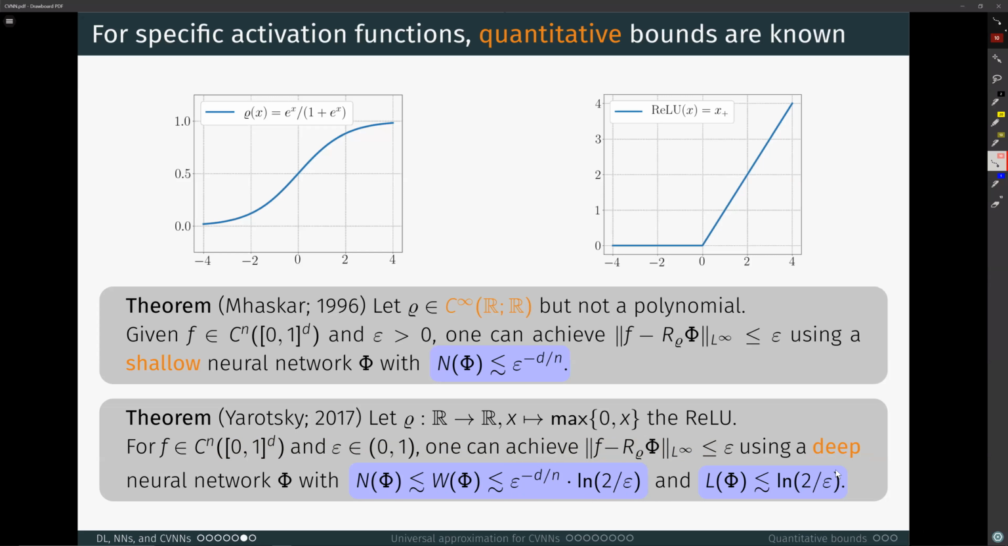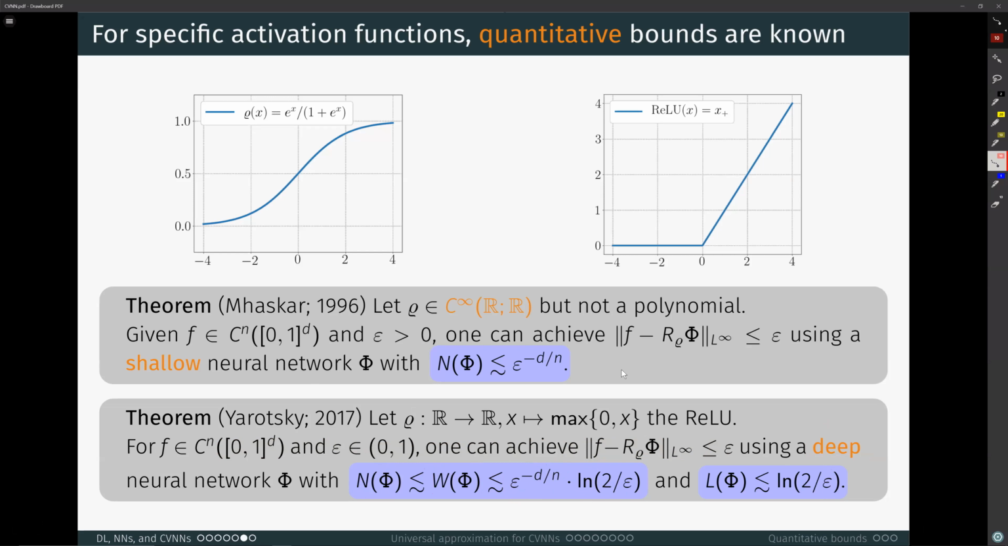And there are also variants of this result, more recent, where you can make do with a constant depth, but you cannot do the same with shallow networks. So you still have to have a bunch of layers, which does not need to grow to infinity as epsilon goes to 0, but still you cannot do it with shallow networks.